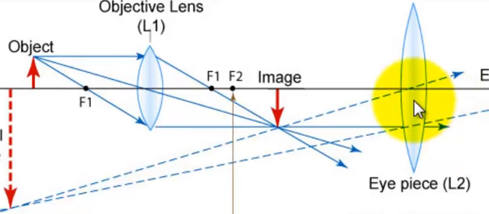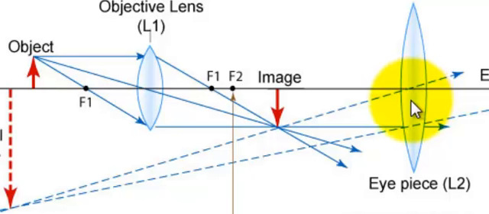Let us now look at the eyepiece lens. The image of the first lens forms the object of the second lens. As you can see, the object of the second lens is between the focal point and the center of the lens. Now, you can use rules 1 and 3 from the previous activity to determine the location of the image.